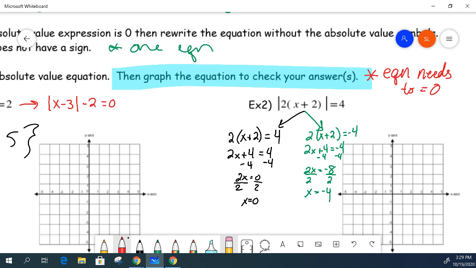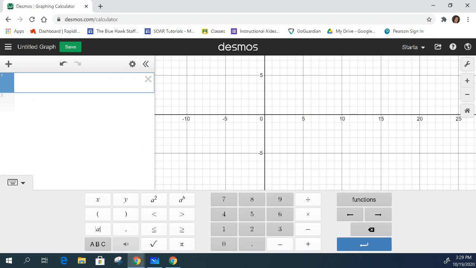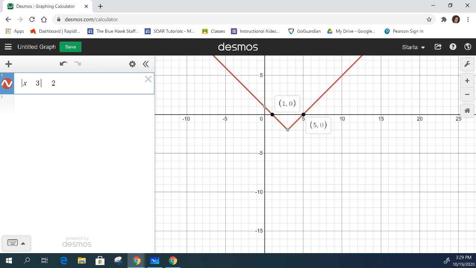equals 0. Now looking at Desmos, we are going to type in the absolute value of x minus 3 minus 2. Notice it's equal to 0, and remember with quadratics, the word zeros means solutions. So there we have our 1 and our 5. So our answer was correct.